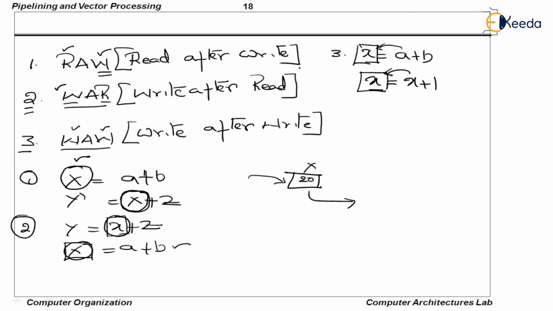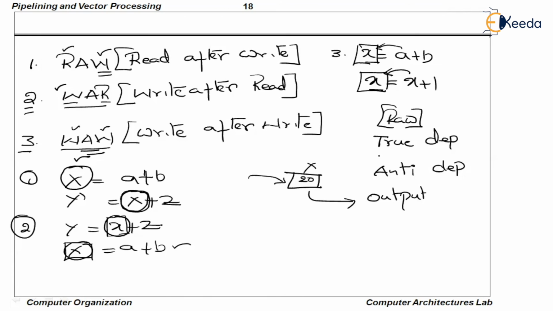RAW is called true dependency. The first one is also called true dependence. WAR is called anti-dependence. WAW is called output dependence. Okay. RAW can also be called true dependence. WAR is also called anti-dependence. WAW is also called output dependence.